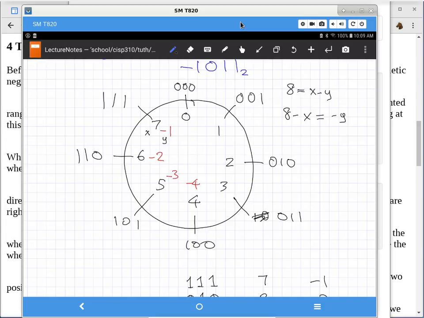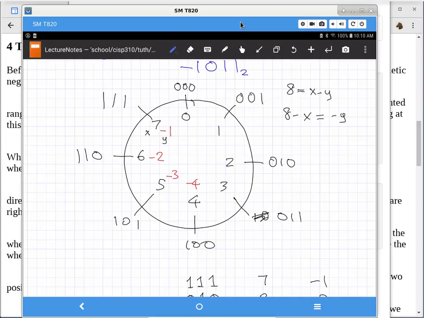That's kind of interesting, because this 8 minus x is, guess what? 1. 8 minus 6 is 2. 8 minus 5 is 3. 8 minus 4 is 4. So whatever quantity is left on the left-hand side of the equality is, quote-unquote, the magnitude of the number on the right-hand side. That's kind of cool. So where do you think the 2's complement concept comes in?